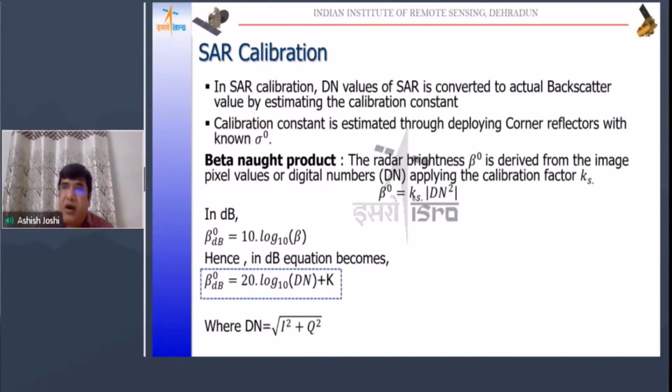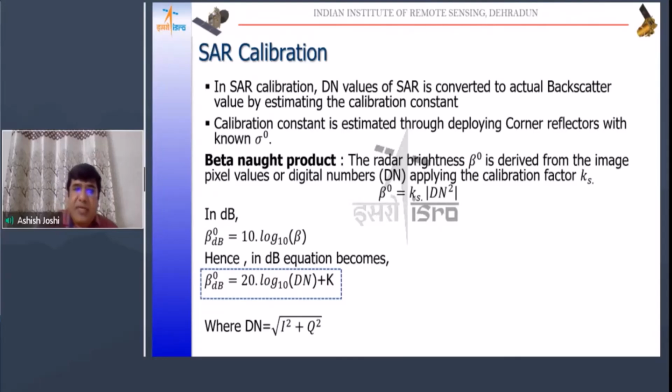Okay, so to do the calibration, we have to deploy some corner reflectors in the field with the known RCS, meaning sigma naught. We have the prior information, and when the satellite passes over that corner reflector, we have some DN value in the image. Then we can correlate those DN values with the backscatter values and estimate the calibration constant. That calibration constant can be used to convert the DN into the backscatter value.